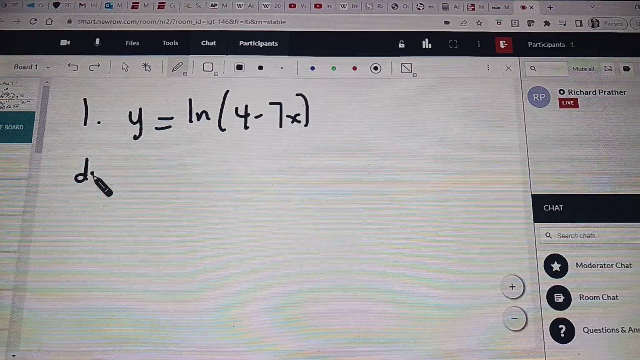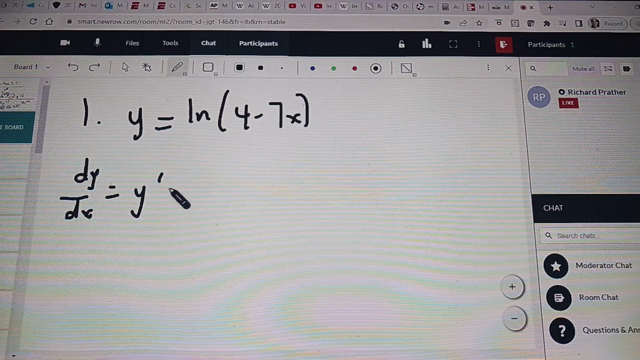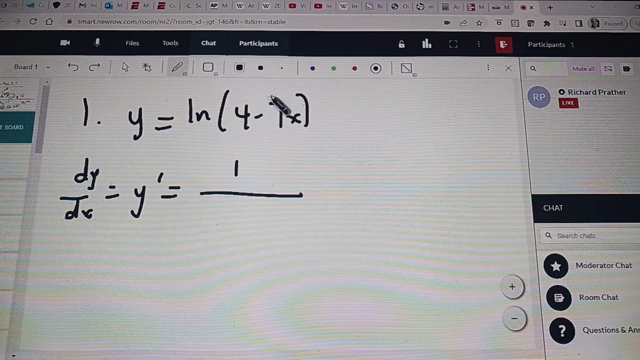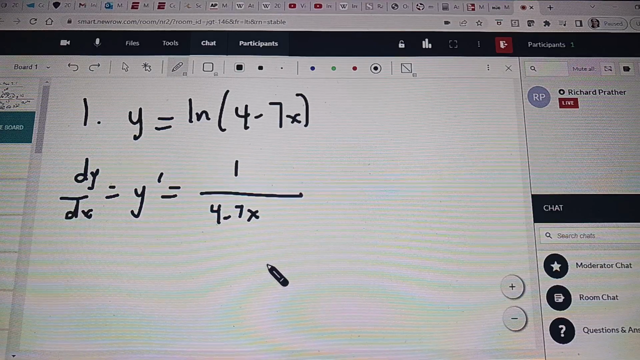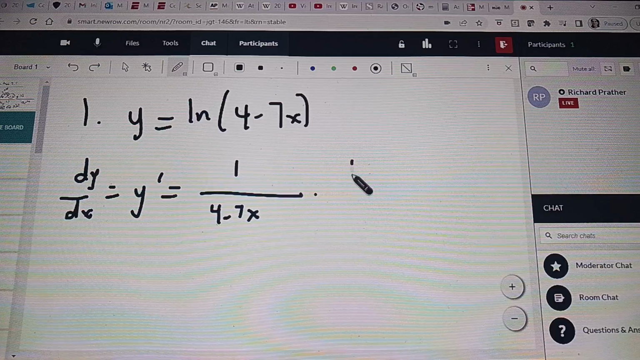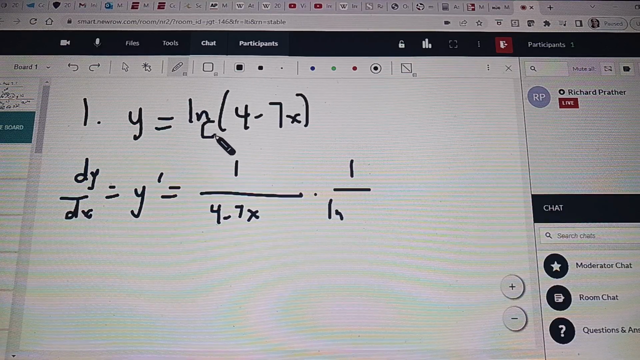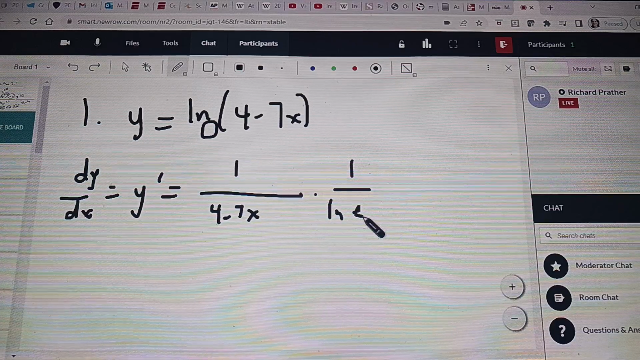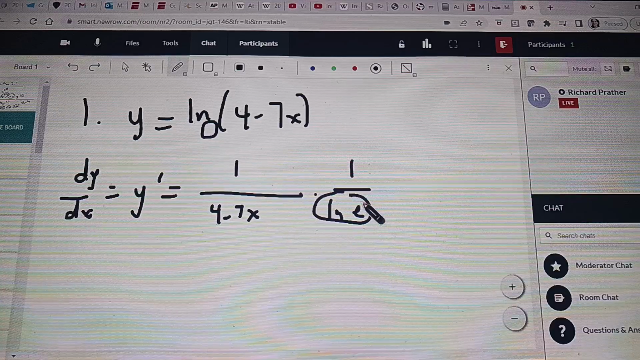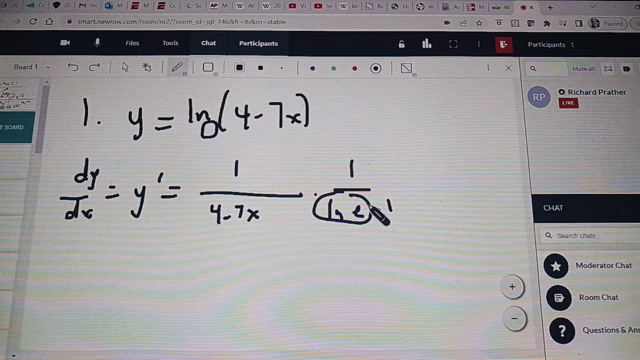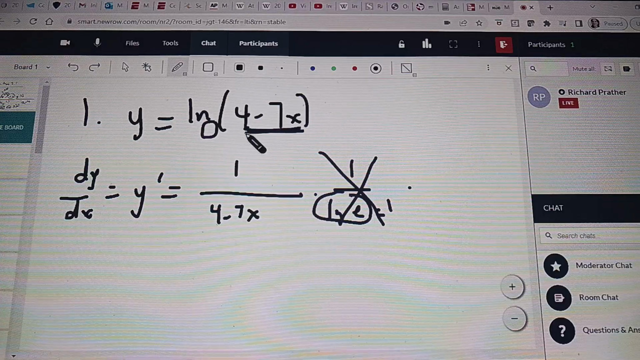So dy over dx, or y prime. First you do 1 over the stuff here. Instead of just rewriting the stuff, it's 1 over it. And then you need 1 over ln of the base. In a ln, that base is e, and that equals 1 itself. So this whole middle part's 1 and doesn't matter. Times the derivative of the inside.